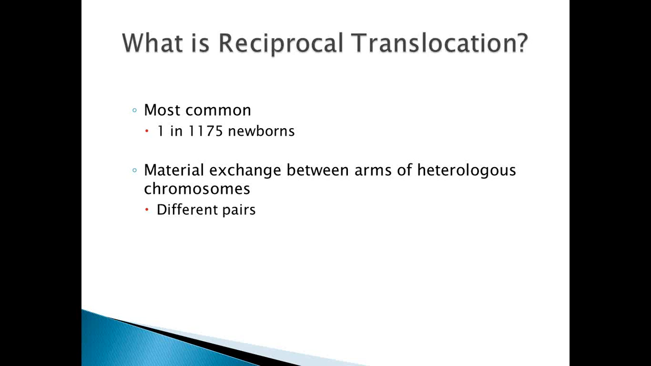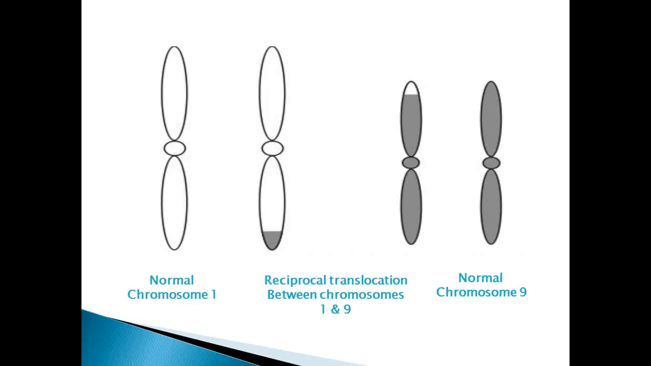So let's take a look at an example. So here is a normal copy of a chromosome from pair 1, and here is a normal copy of a chromosome from pair 2. Here we have an exchange of genetic information between chromosome 1 and chromosome 9. So a small portion of chromosome 9 is broken off and attached itself to the long arm of chromosome 1, and a small portion of chromosome 1 has broken off and attached itself to the short arm of chromosome 9.